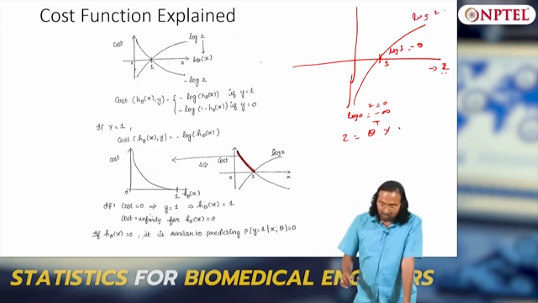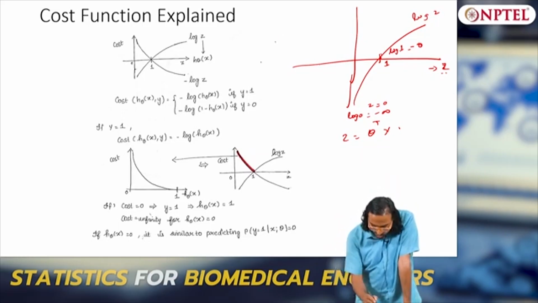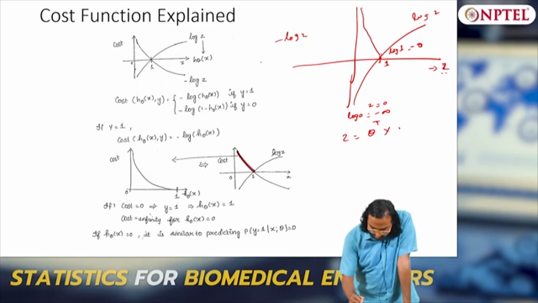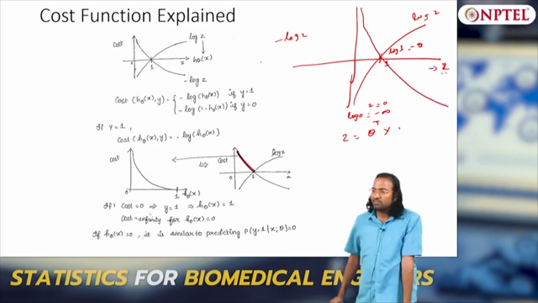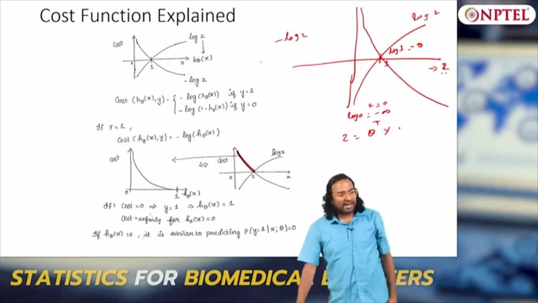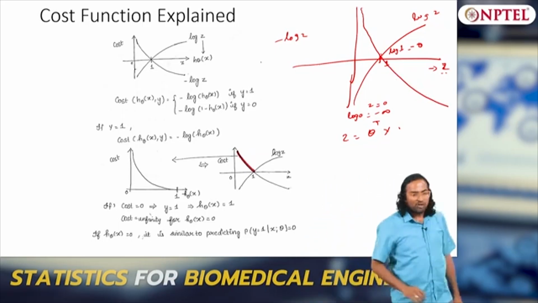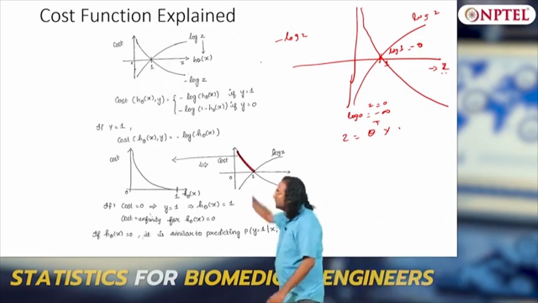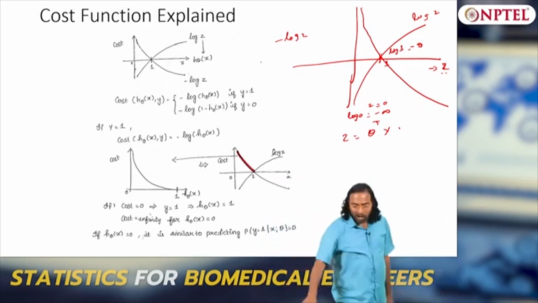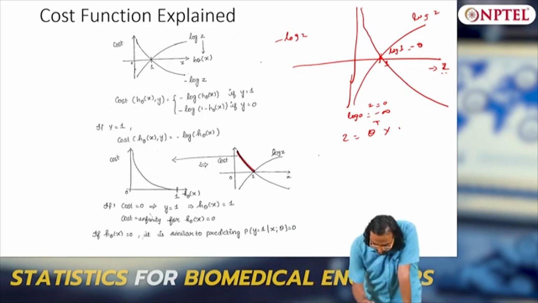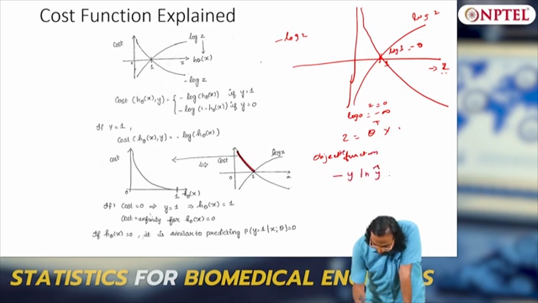Now let us plot minus log z. Minus log z is going to be just the opposite, right? Negative is actually a mirror image. So this is minus log z. Now, your objective function is minus y ln y hat minus (1 minus y) ln (1 minus y hat).